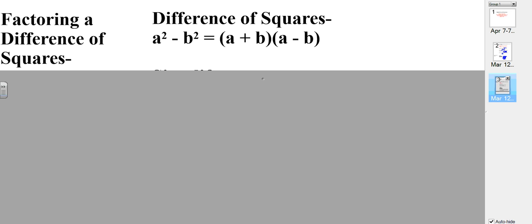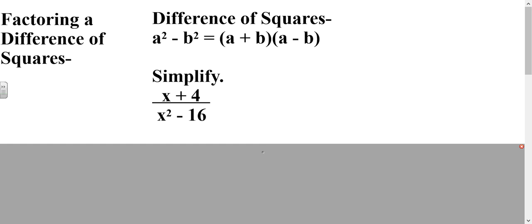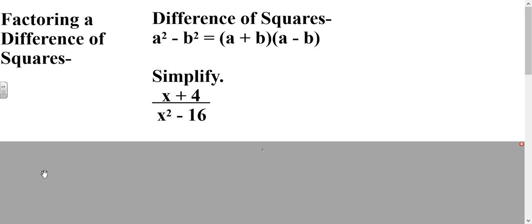All right, so we kind of already talked about this, but just to recap, the formula for difference of squares: if you have a number squared minus another number squared, you take the square roots of the numbers and you get a and b, and then you fill those into this formula. So you have one that's a positive and one that's a negative factor. So, for example, on this example, x plus 4 over x squared minus 16.